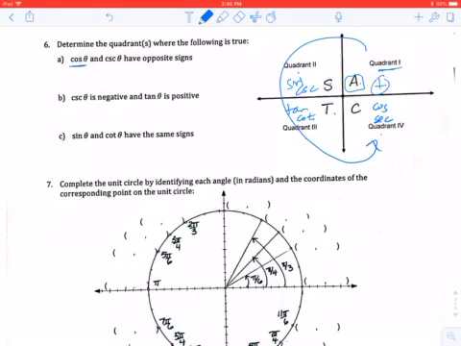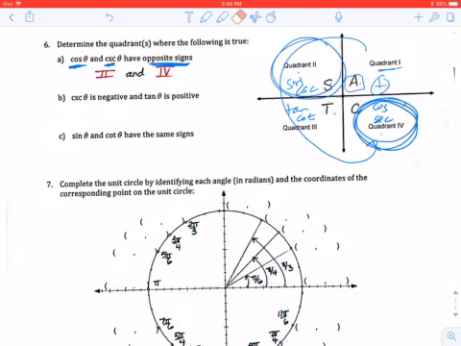So knowing that, when will cosine and cosecant have opposite signs? Cosine positive, cosecant negative, or cosine negative, cosecant positive. So that would be here in quadrant 4, cosine's positive, cosecant's negative. And it would also then be in quadrant 2 because cosecant's positive and cosine's negative. So that would be 2 and 4.